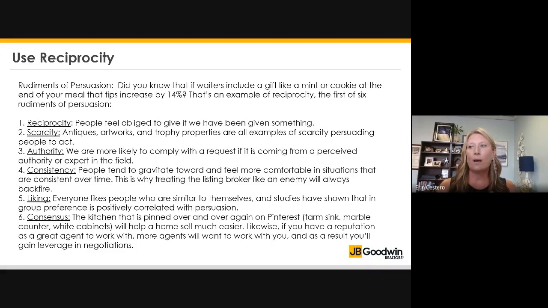Consistency, people tend to gravitate towards and feel more comfortable in situations that are consistent over time. Treating the listing broker like an enemy, once you start with that, they are always the enemy throughout the entire thing. Liking, everyone likes people who are similar to themselves, and studies have shown that in-group preferences are positively correlated with persuasion.